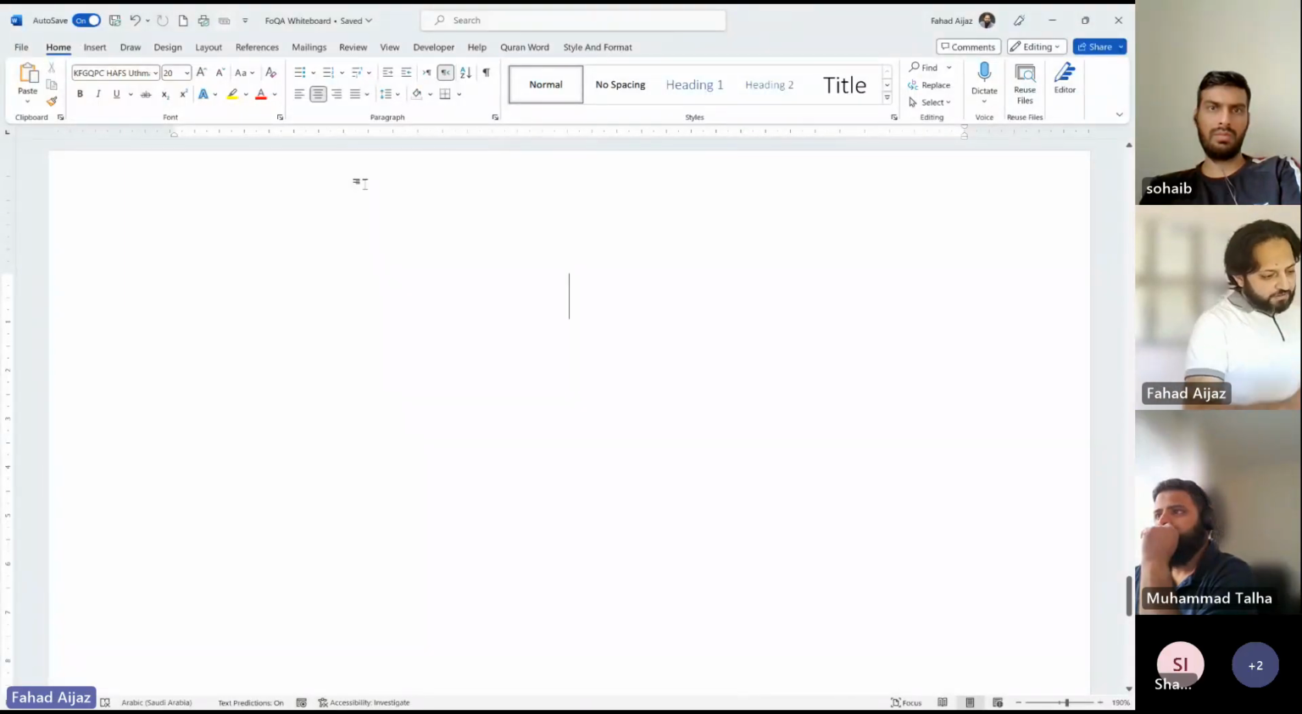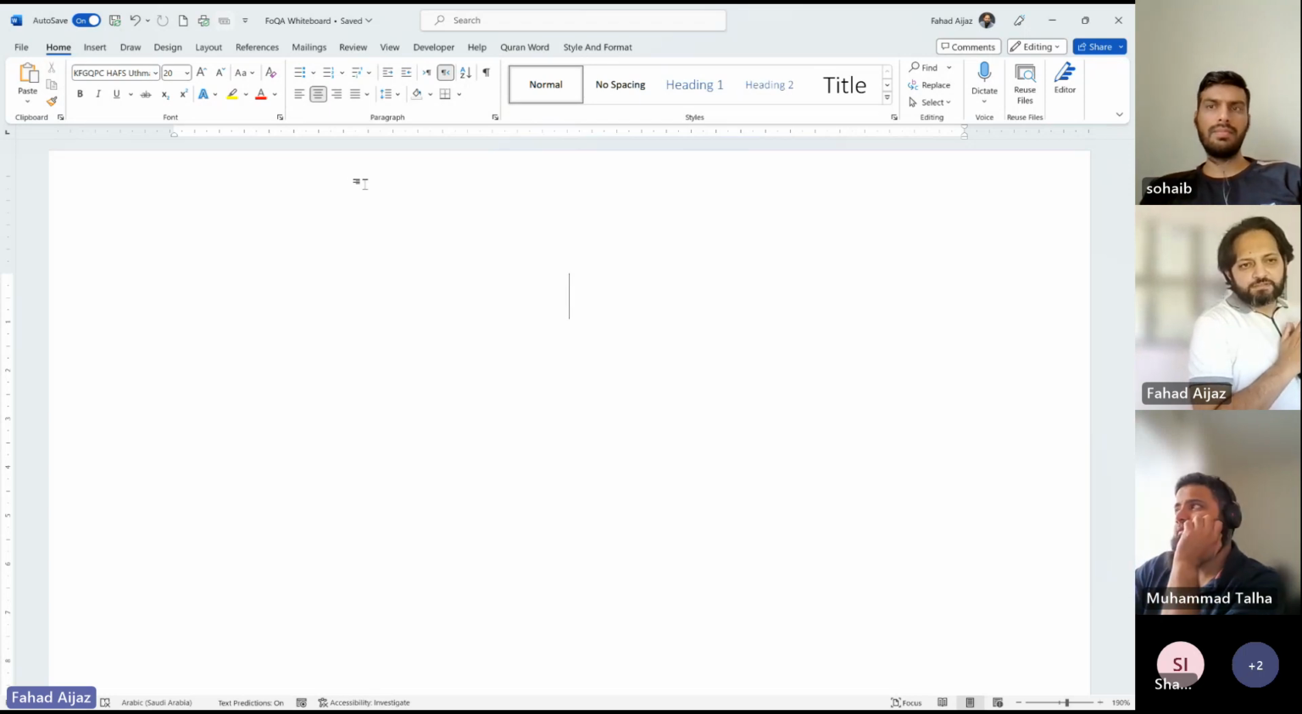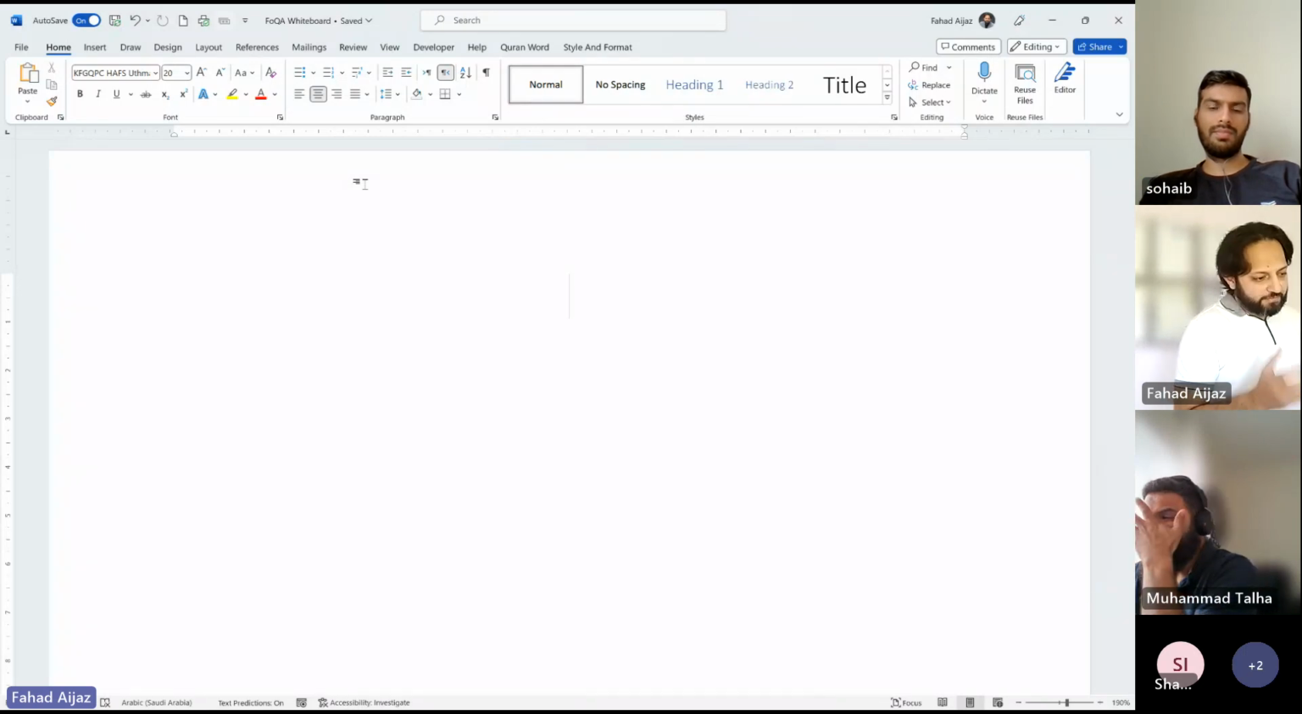So I'm assuming, guys, you have now memorized the pointer chart. You all are able to say haza, hazani, haulai, hazihi, hatani, haulai, zalika. You are able to say all of that. You have memorized all of that.